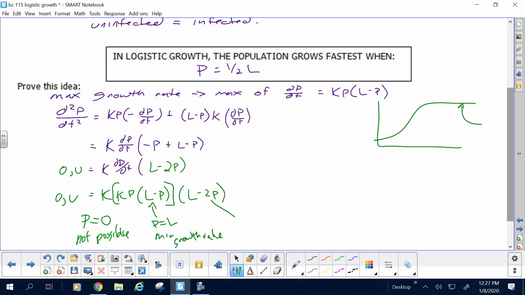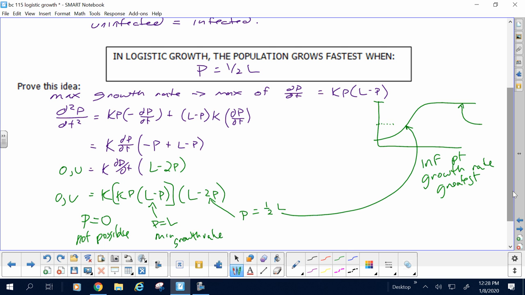And the last possibility then is if L minus 2P equals 0, which means when the population is 1/2 the carrying capacity. So that inflection point is where the growth rate is the fastest, or the growth rate is the greatest. And it is where the population is exactly halfway to the carrying capacity. Follow? So this would be that one. You cool? Okay. Alrighty then.